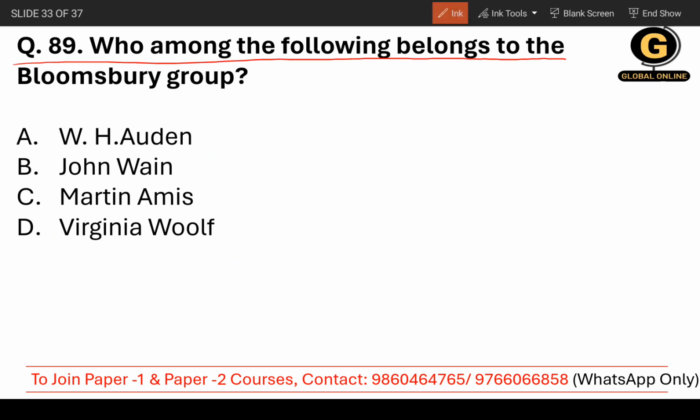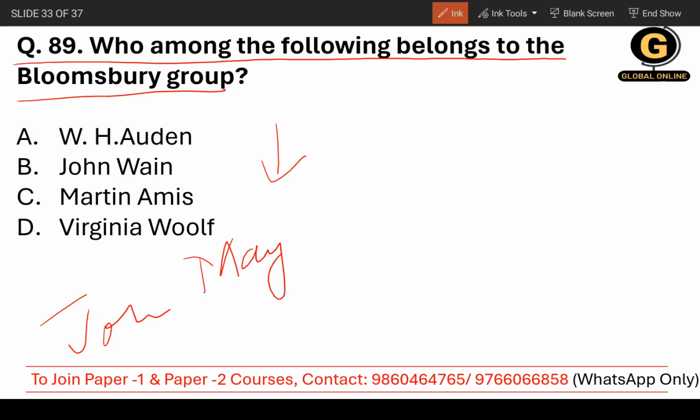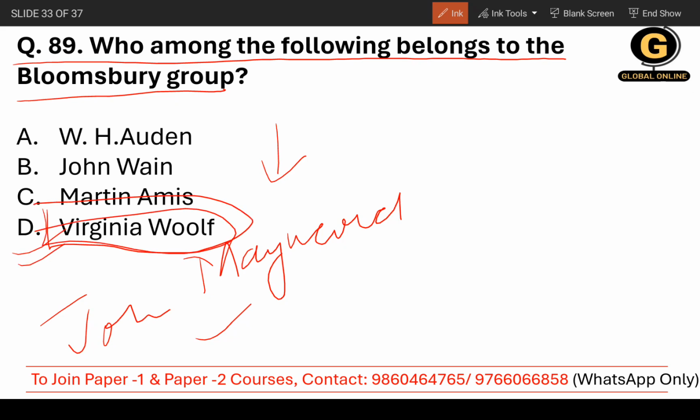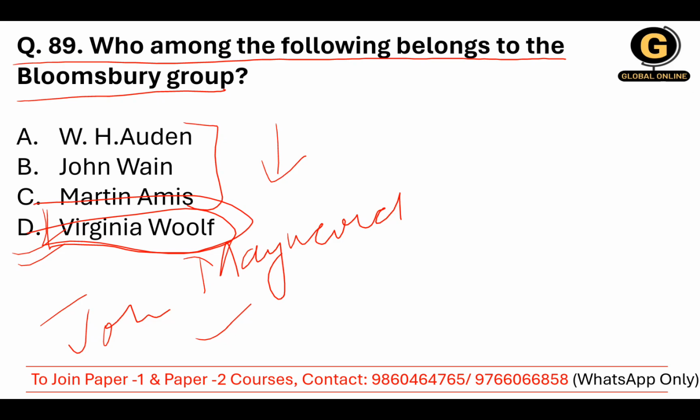Who among the following belongs to the Bloomsbury group? First you need to understand there is a group, the Bloomsbury group. The writers are Virginia Woolf, John Maynard, not Wayne, Maynard. Then E.M. Forster was there, Lytton Strachey was there. But the only member here is Virginia Woolf. The others are not members of this Bloomsbury group. So D would be the correct answer.